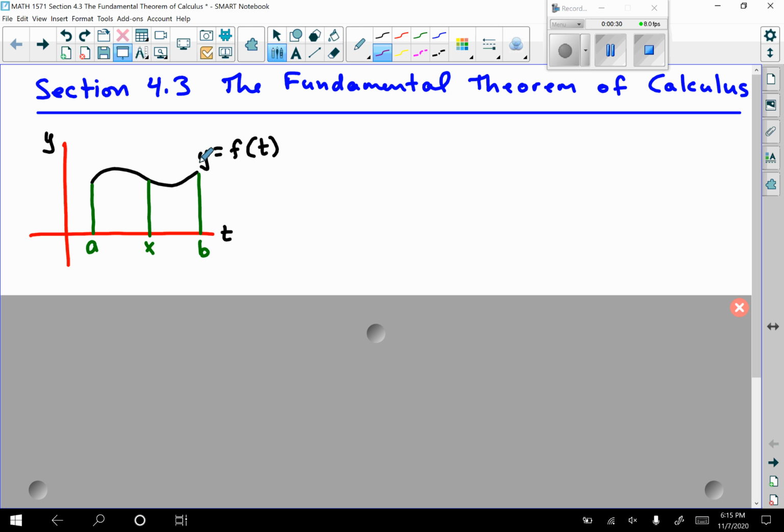So this curve right here is just y equals f of t. Now notice I sort of stopped this from a to x. I'm going to shade in the area right here just from a to x. And I'm going to call this its own function here. So I'm going to let the area be represented by the function g of x. So g depends only on x.